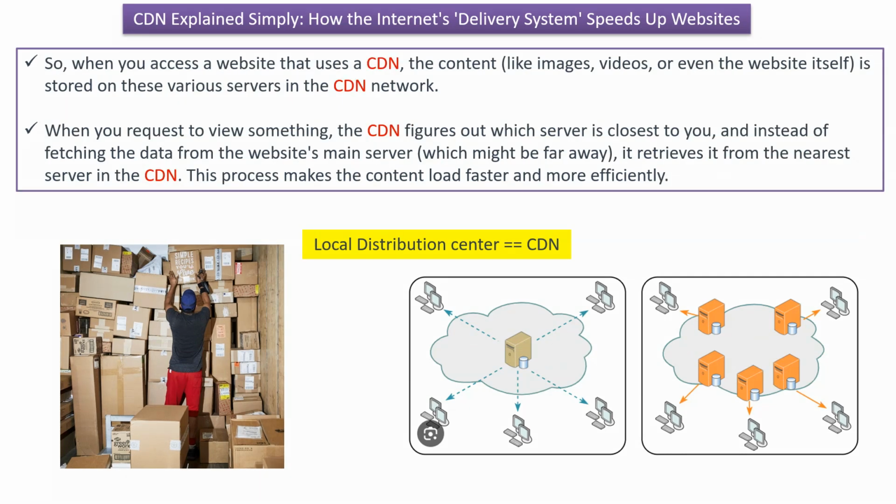So when you access a website that uses CDN, the content is stored on these various servers in the CDN network. Content is nothing but images, videos, or even the website itself. So when you request to view something, the CDN figures out which server is closest to you. And instead of fetching data from the website's main server, which might be far away, it receives it from the nearest server in the CDN. This process makes the content load faster and more efficiently.